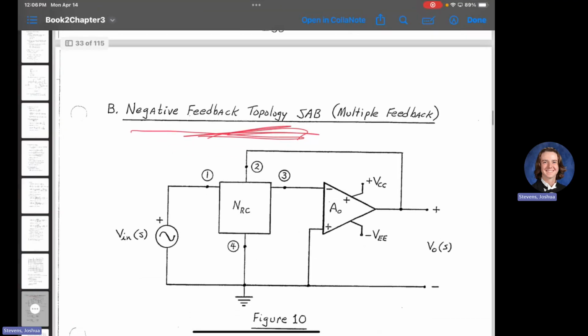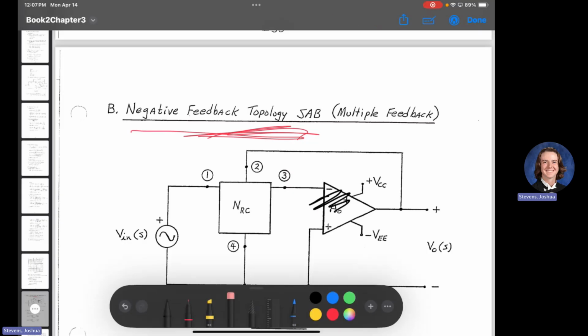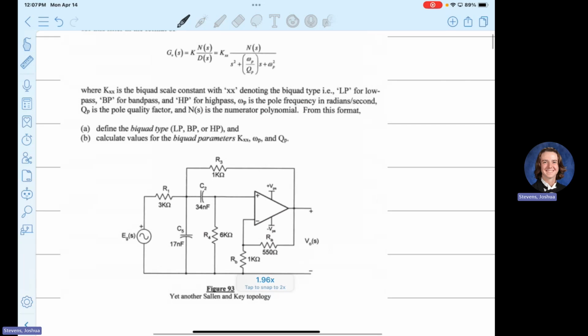Okay, so first off, this is a negative feedback topology. Best way to put it. If you look here, you have the feedback. Let's see if I can write some stuff. Is this writable? Sure. Let's erase that. So you have stuff going in the negative, and stuff going into the positive. We'll just do that. Multiple feedback.